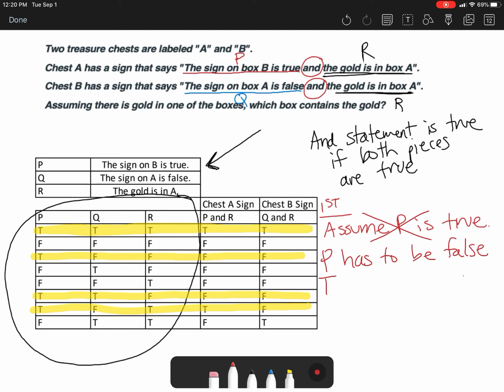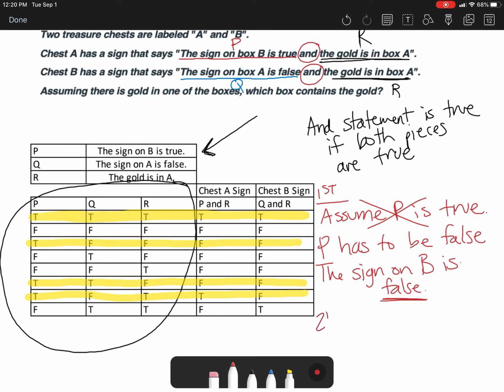Okay? So if P is false, that would mean the sign on B is false. Okay? Because if P is false, then the opposite has to be true. So the sign on B also has to be false. But if we think about an and statement, the way for an and statement to be false is if at least one part is false. They don't have to both be false, but at least one part would have to be false. Okay? So we have figured out P has to be false. We've eliminated rows of the table. So let's move on to Q.